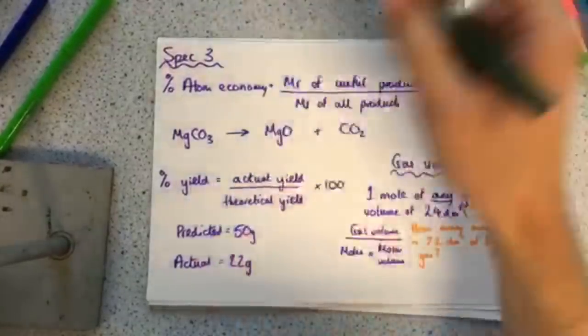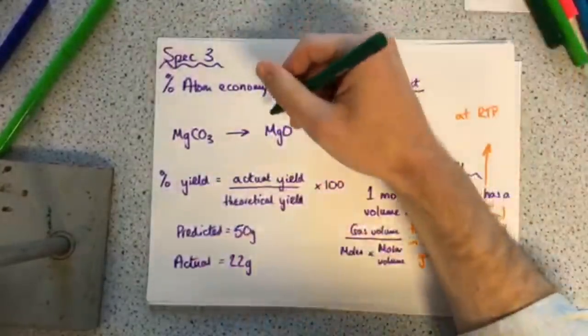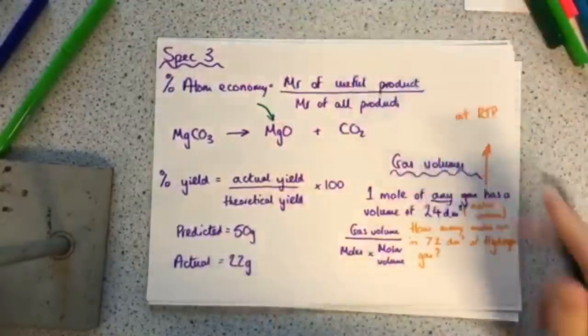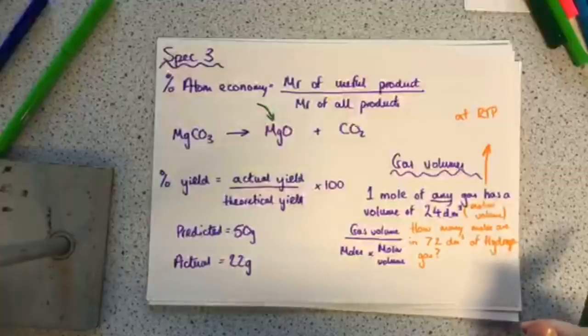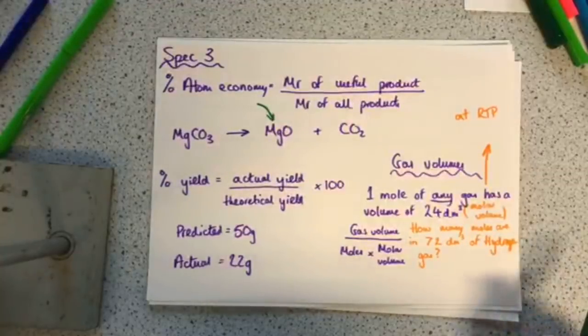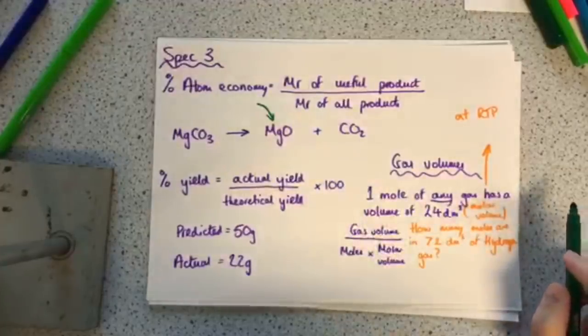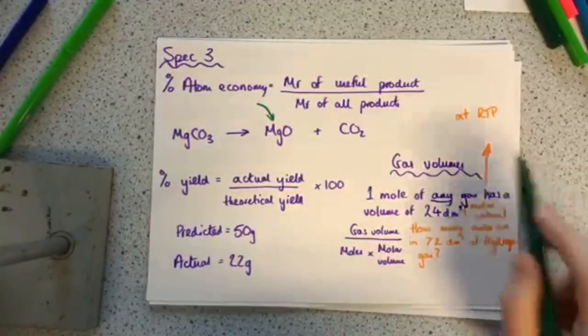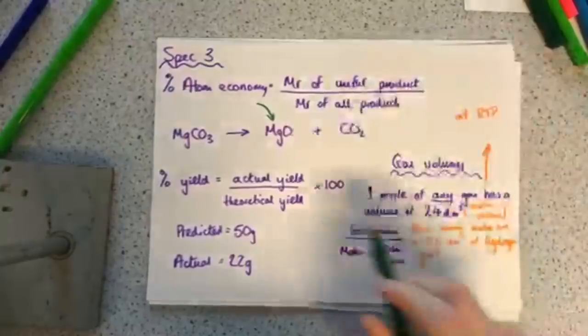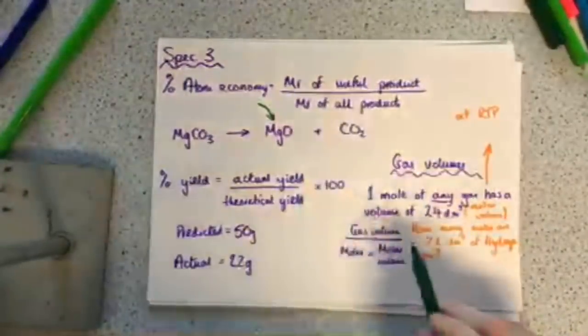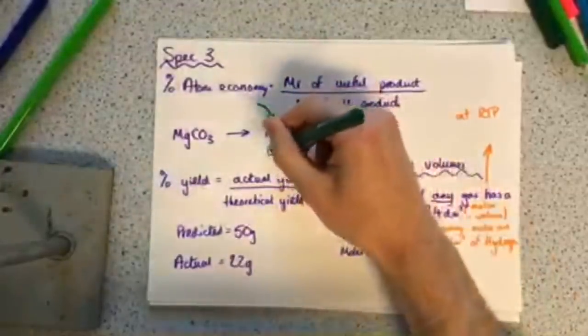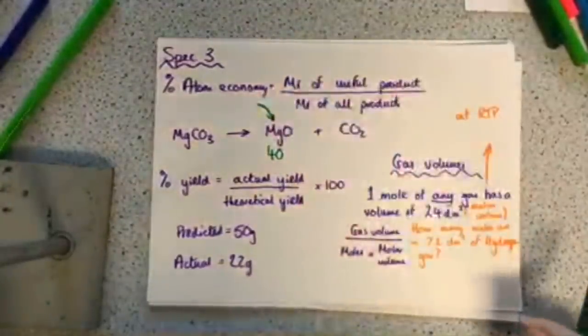As you can see, the question might be asking you about magnesium oxide. It might be saying to you, what is the percentage atom economy in this reaction? The useful product is magnesium oxide, so let's take that off and use it for something. Carbon dioxide is just a waste product. So the first thing we need to do is work out the MR of this useful product. The top number for magnesium is 24, and the top number for oxygen is 16. If you add that together, we get an MR of 40.